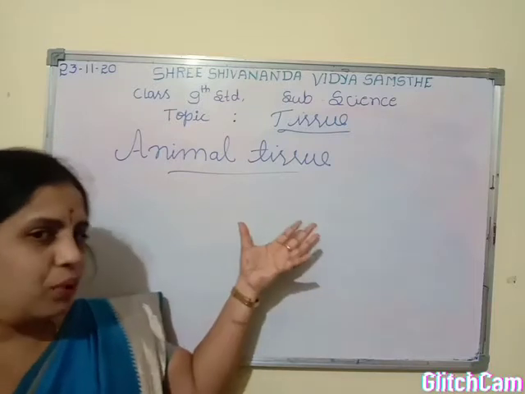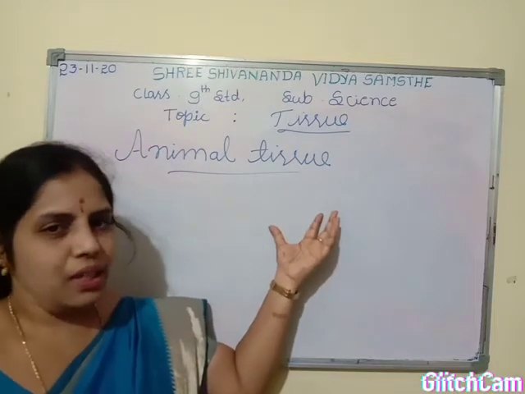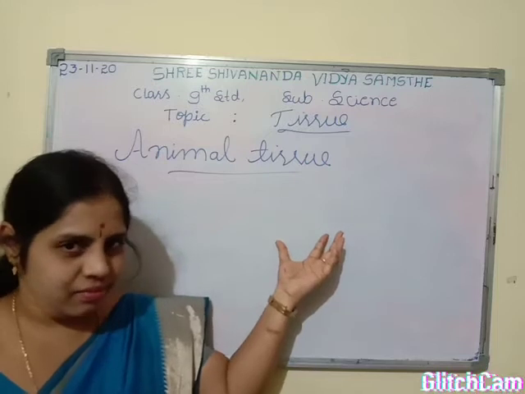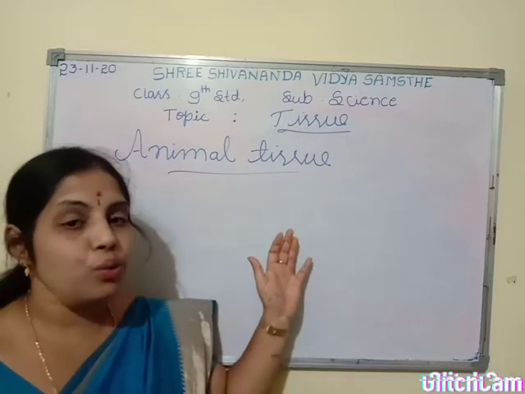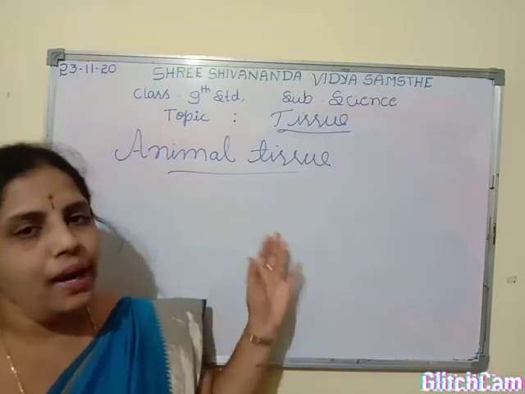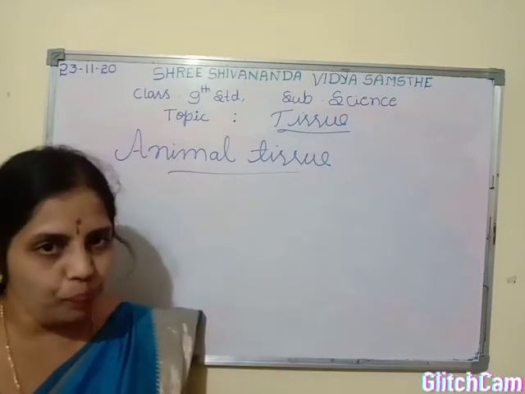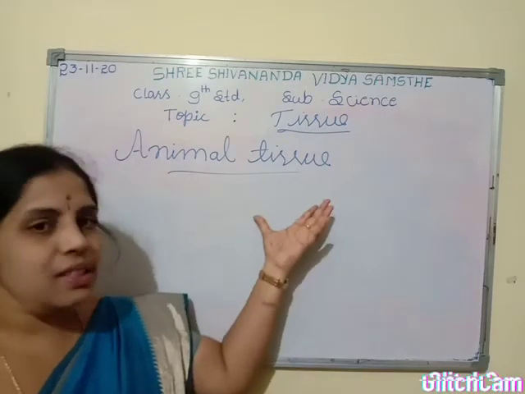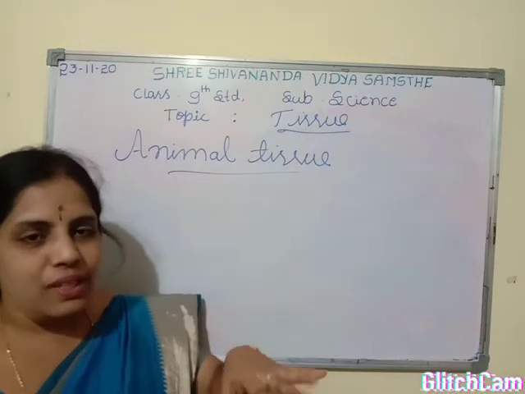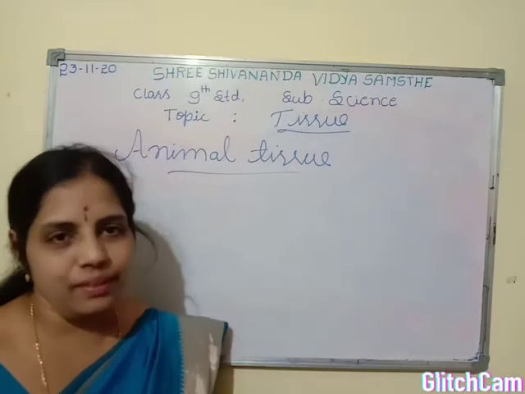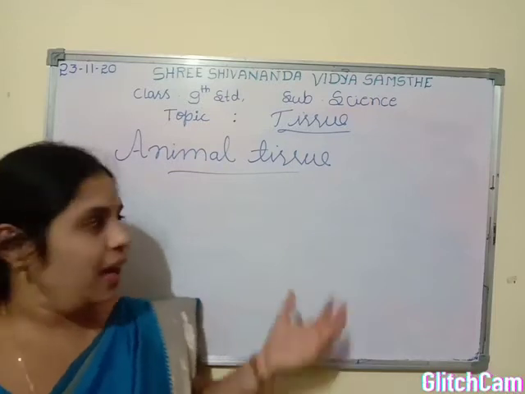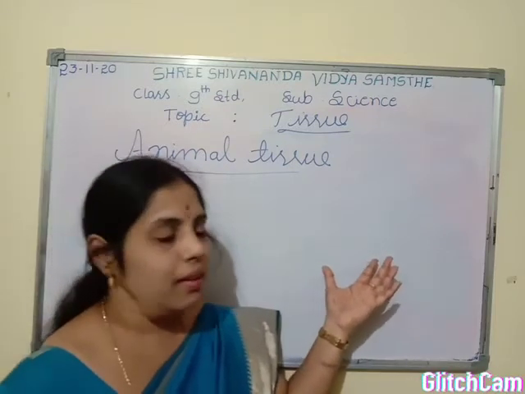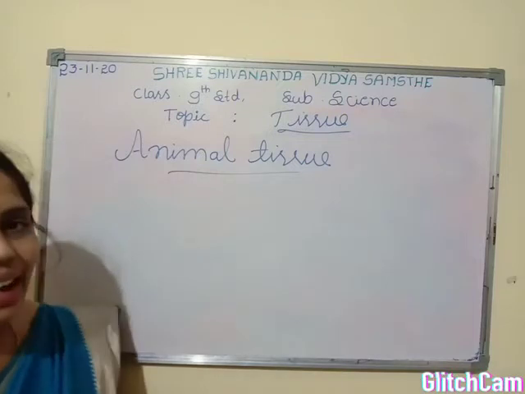You know that we cannot see tissue with our naked eye. It can only be seen under the compound microscope and electron microscope. With the naked eye we can see only the organ or the organism, but we cannot see the tissue.